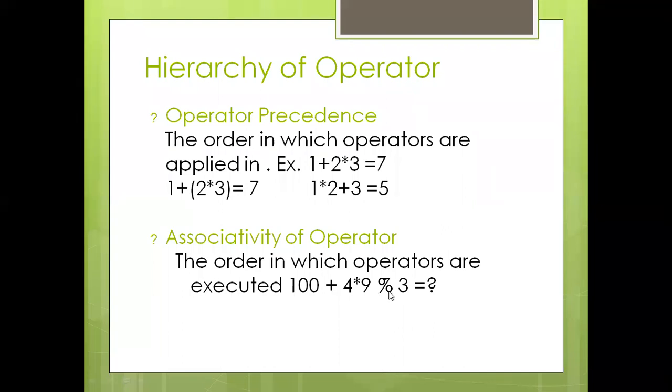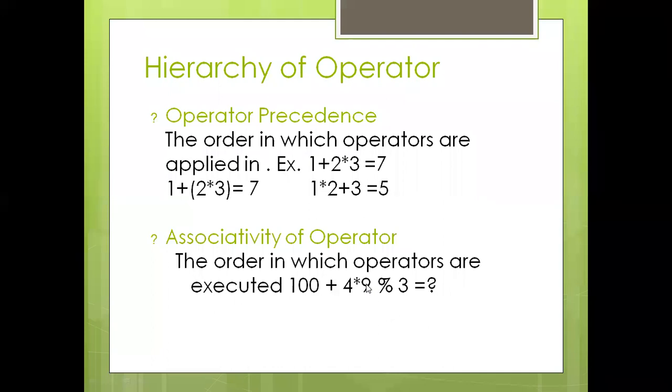Now the question in front of us is which operator we solve first, multiplication or modulus, because both have the same priority. So we will solve the multiplication because it comes first. It is left to right associativity, so the left operator is solved first, then the right operator. So we do 4 multiplied by 9. First of all, 4 multiplied by 9 will give you 36.